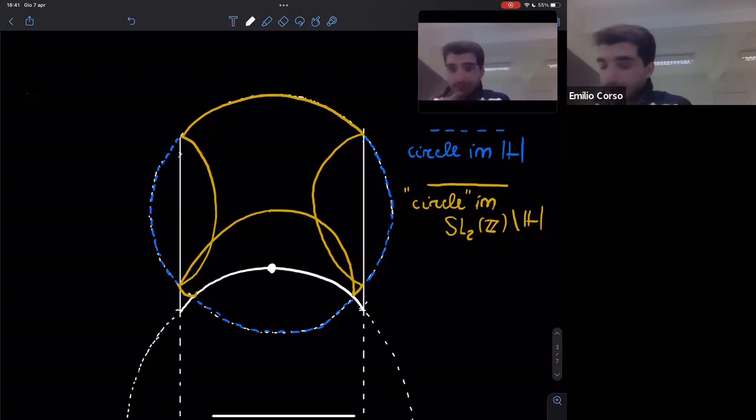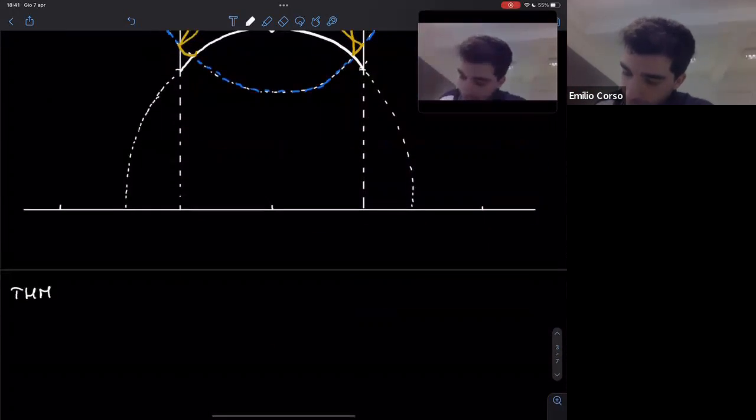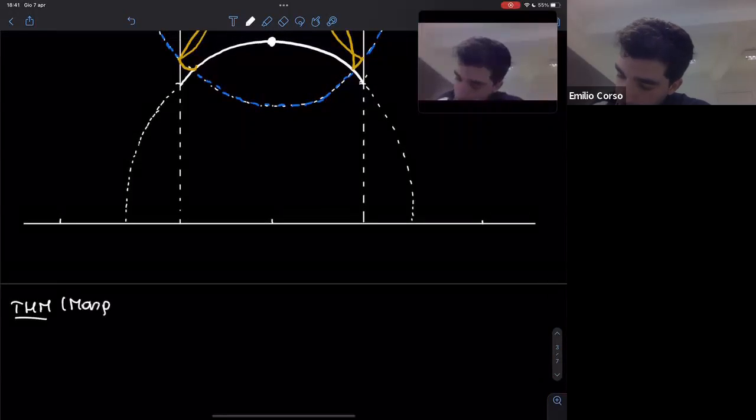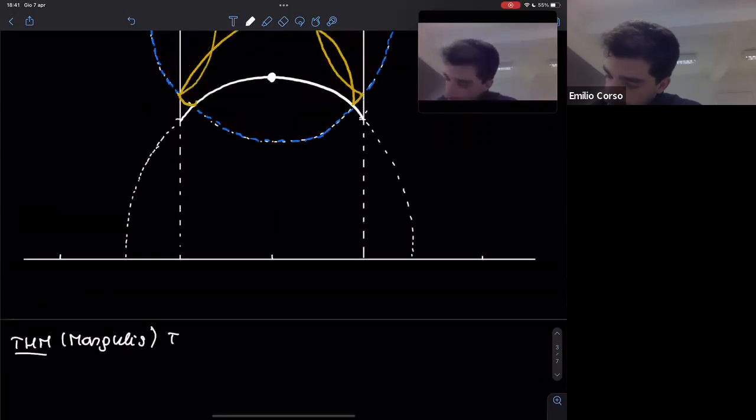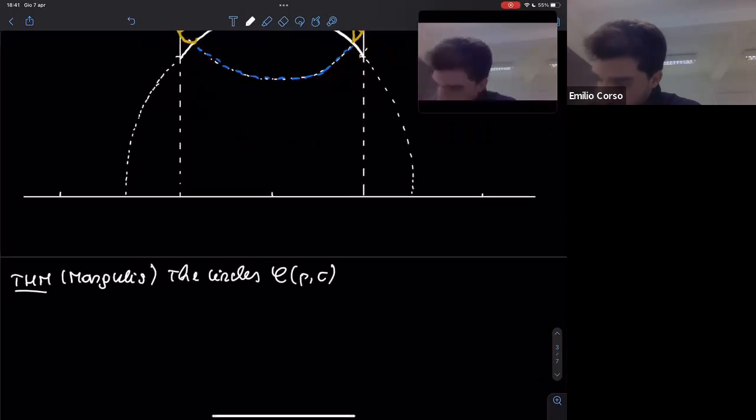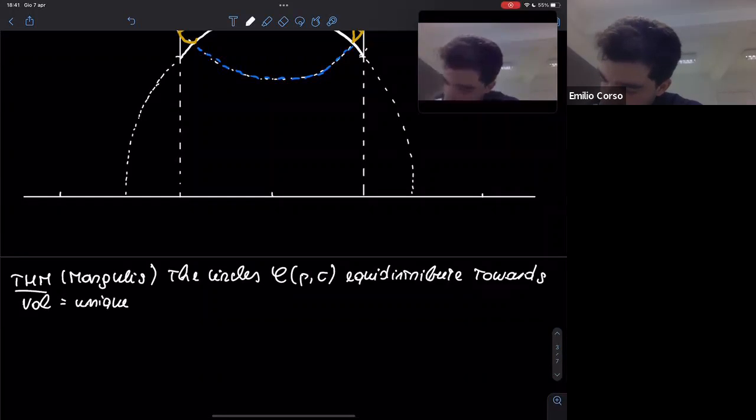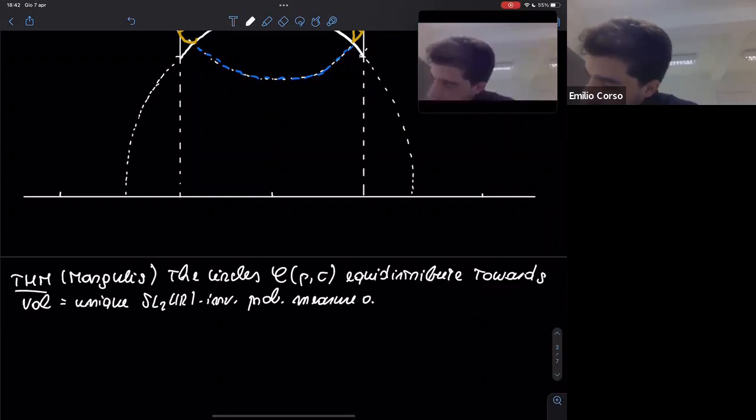And this picture should give you a rough intuition about the validity of the theorem that I'm just about to state, which is due to Margulis, the non-effective version. The circles, let me call them C_{p,T}, so the collection of unit tangent vectors described in this fashion, equidistribute towards the Haar measure, which I will denote by vol, which is the unique SL2R invariant probability measure on my space M.